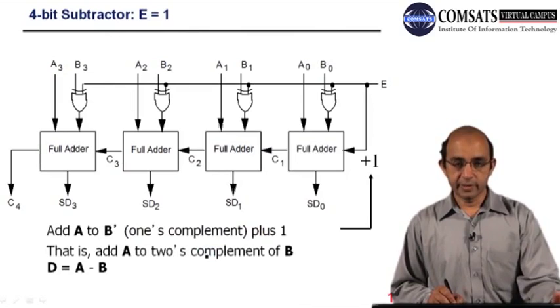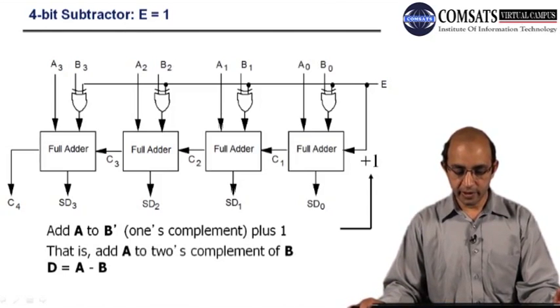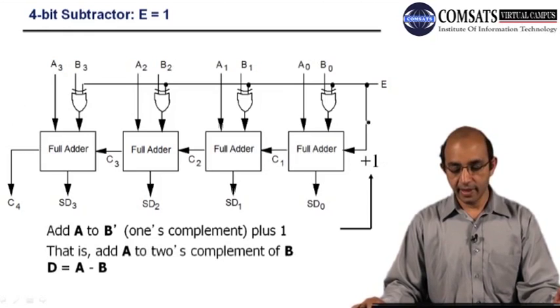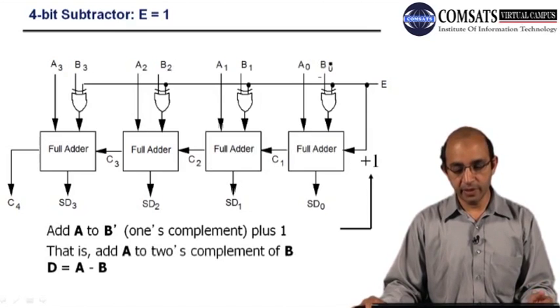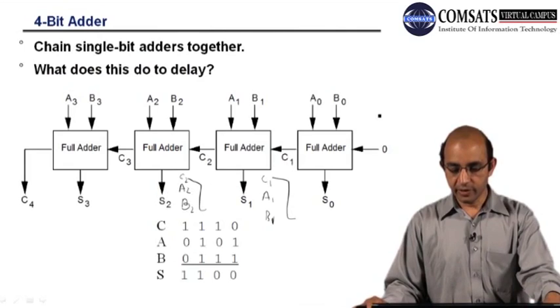Okay, so let's talk about the subtractor. Here you can see that we have the same circuitry of a chain of full adders, and there is a change: we have introduced XOR gates at the input of the number that has to be subtracted, B. And we have a control signal, E, and this control signal is fed here as an input carry, because you cannot have a carry before starting the addition. So we always place a 0 here.